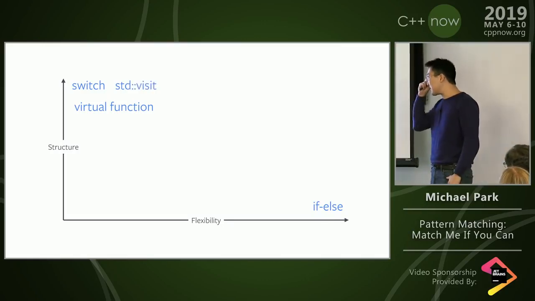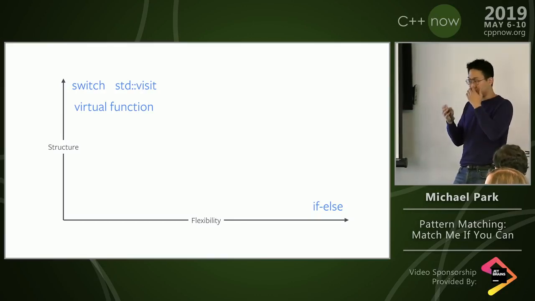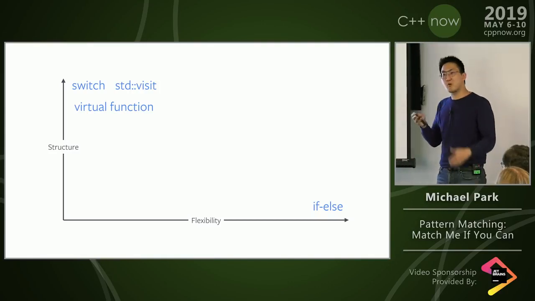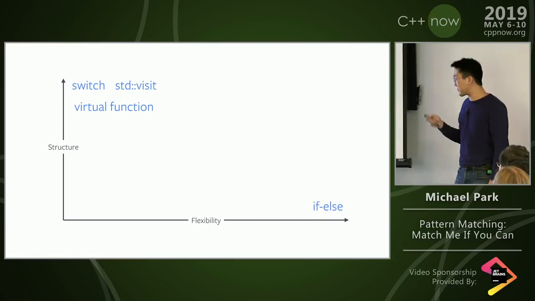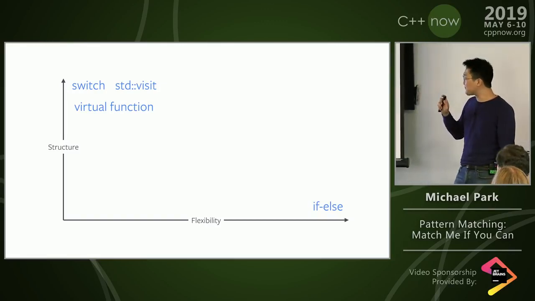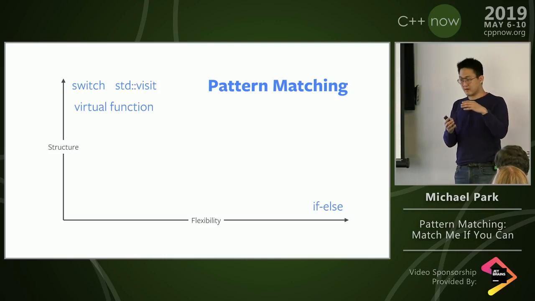std::visit came along in C++17. Everything else is about 30 years old, right? So std::visit is also pretty structured in that you have a variant, and you have a visitor that's associated with the variant, but it's maybe more flexible in that it can handle multiple variants, but it still only works for variants. So I think that's where I would place it. And then we want to go here with pattern matching. We want to increase flexibility from a switch and virtual function and these kinds of things, and decrease flexibility from the if-else side to get more structure and our ability to reason about the code better.